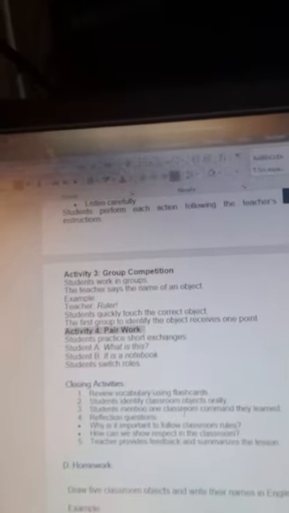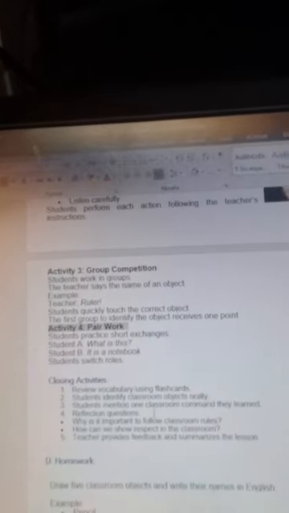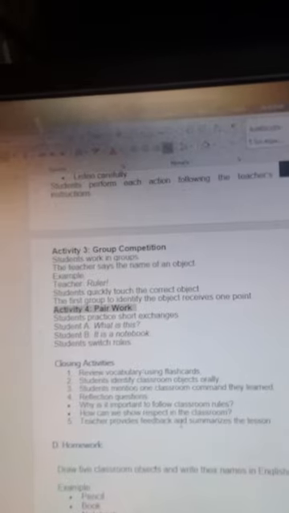Closing activities. Review vocabulary using flashcards. Students identify classroom objects orally. Students mention one classroom comment they learned. Reflection questions: Why is it important to follow classroom rules? How can we show respect in the classroom? The teacher provides feedback and summarizes the lesson.